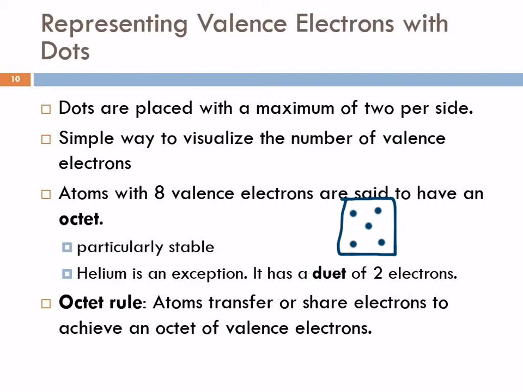So we often explain it with the 8 and the 2. Really, it's the closest noble gas configuration. That might make more sense to some people. So like lithium and beryllium, their closest noble gas is helium. And so they're going to try to get 2 electrons.